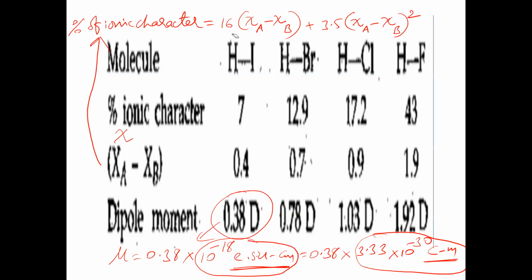So this is about the calculation of the percentage of ionic character in a covalent molecule. This is an important formula to remember. Let's take a screenshot of this one.